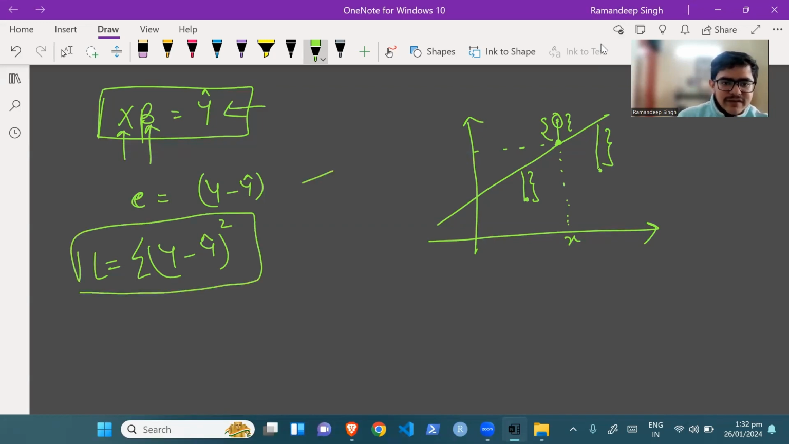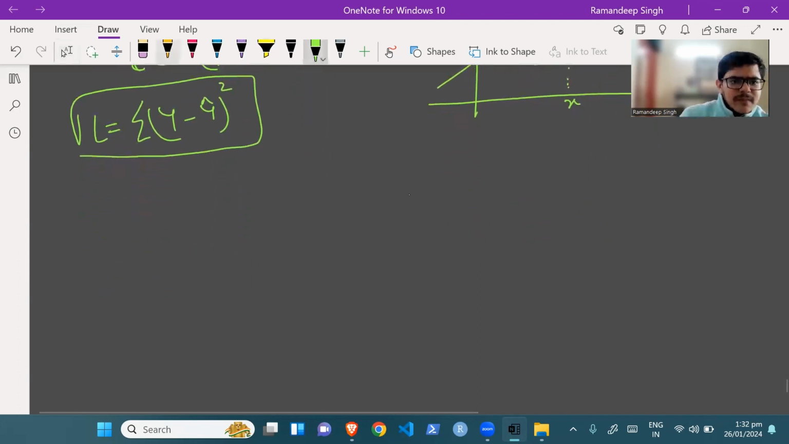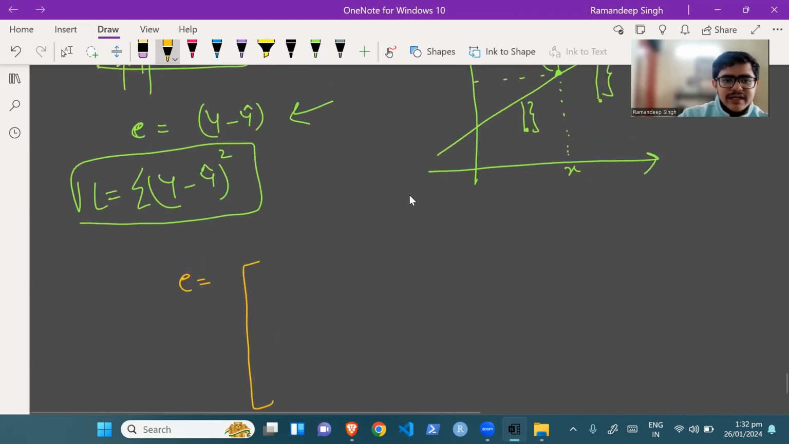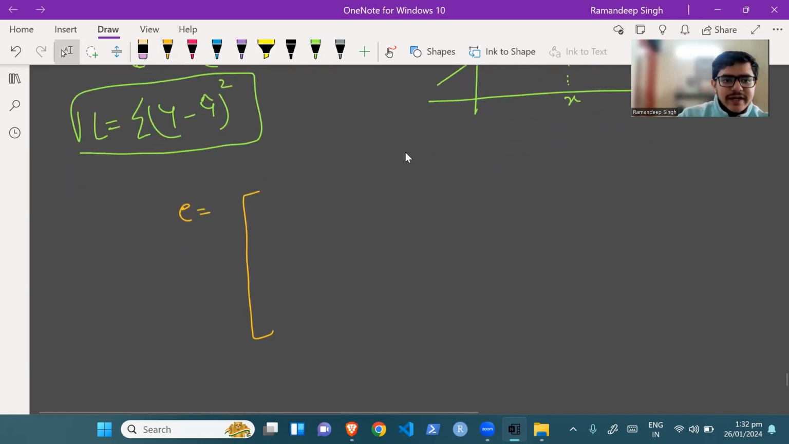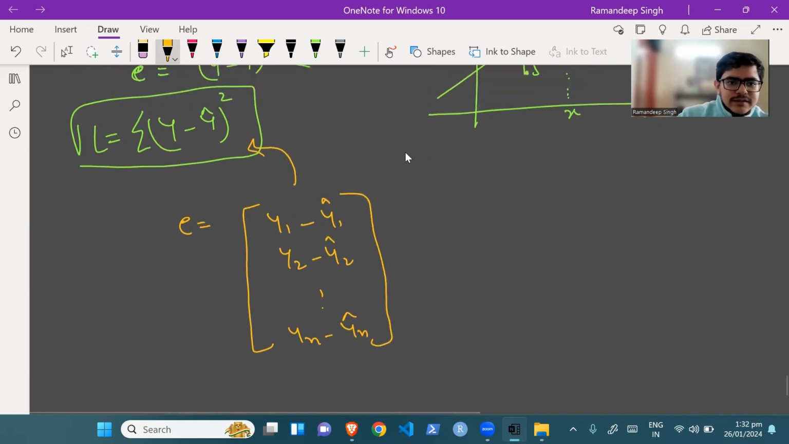And right now I have this error. So what does this error represent? First, we must know that this error term is a matrix, because it shows y minus y hat, which are both matrices by themselves, right? So this represents y1 minus y1 hat, y2 minus y2 hat, up to yn minus yn hat. And I need to make it in this form, right?